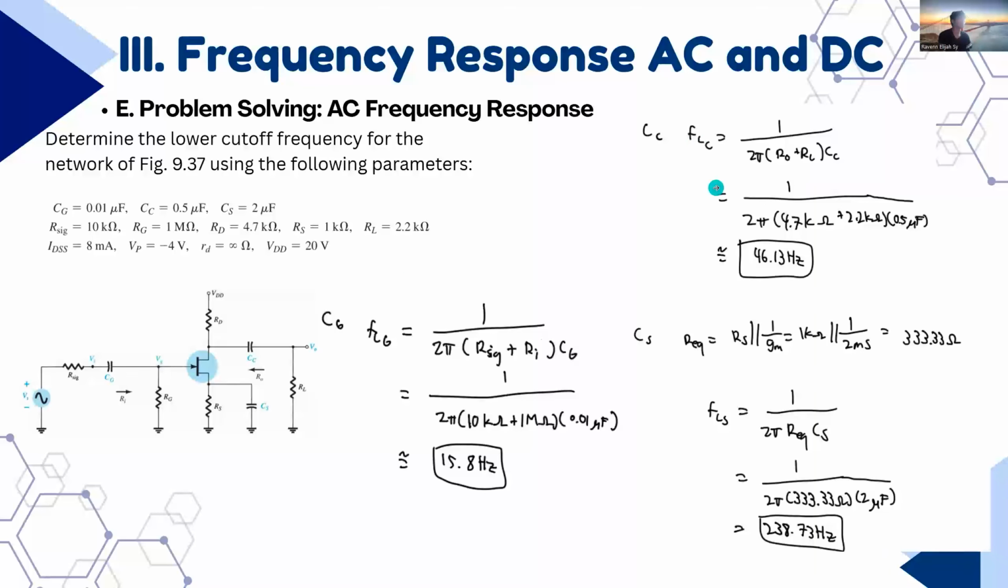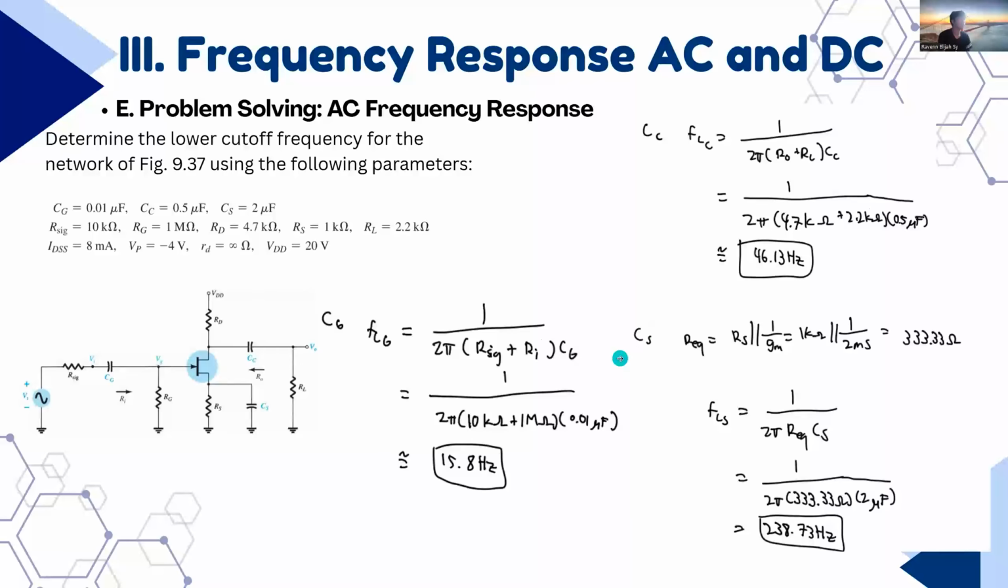Then the same goes for Cc, the coupling capacitance for the output. FLC is 1 over 2 pi (Ro plus RL) Cc. We just apply Cc of 0.5 microfarads, Ro of 4.7 kilo ohms plus RL of 2.2 kilo ohms.